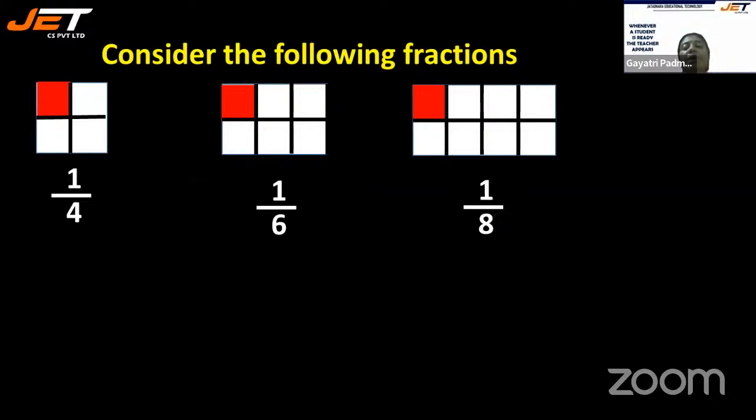Now consider the following fractions. In the first one, there are 4 boxes or 4 equal squares. In that, only one is highlighted with orange, so we represent that as 1 by 4. In the second, there are 6 equal squares and only one is highlighted, so we call it 1 upon 6 or 1 by 6. And in the third figure, 8 equal squares are there, in which only one is highlighted. So we call it 1 upon 8.